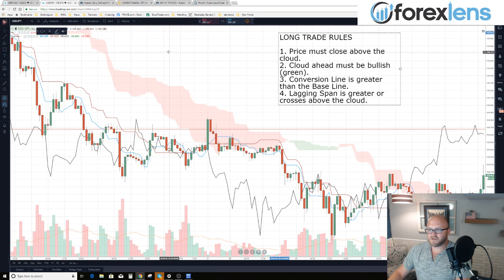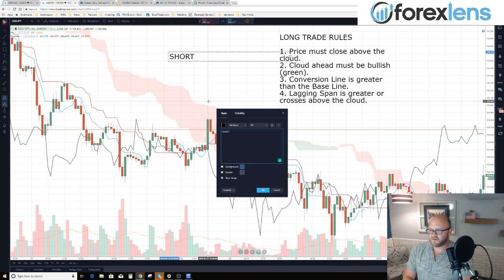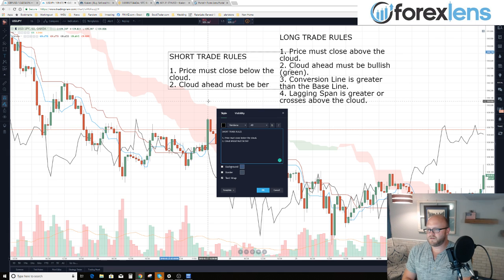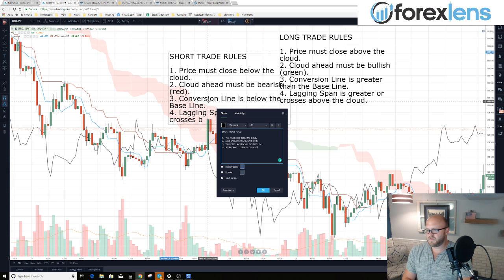Our short trade rules are going to be just the inverse of this. So short trade rules. First is that price must close below the cloud. The cloud ahead must be bearish or red. Conversion line is below the baseline. And 4 is the lagging span is below or crosses below the cloud.